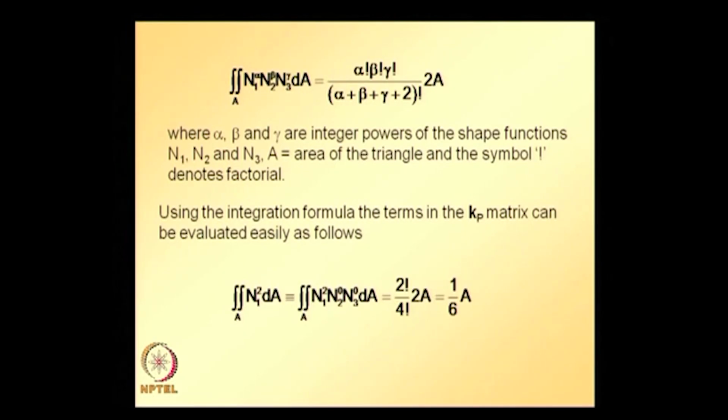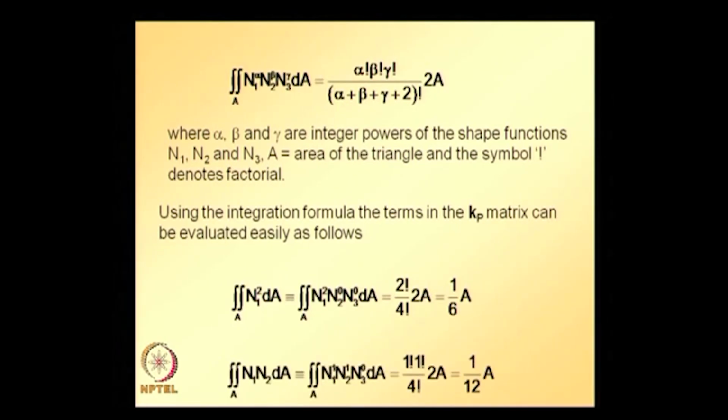With this information, substituting this into the formula, we get 2 factorial divided by 4 factorial times 2a, which can be simplified as a over 6. That is one component of the Kp matrix, integral n1 squared over the triangular region.